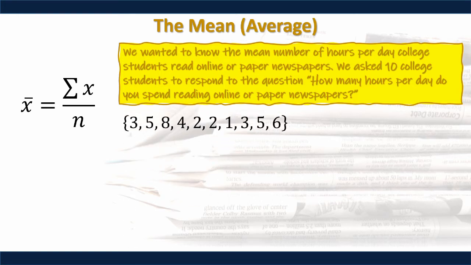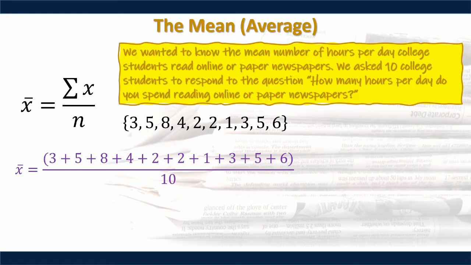You can see from this data set that the first college student responded that he or she spent about 3 hours per day reading the newspaper. The second college student spent about 5 hours, and so on. Now let's apply the x bar formula. You recall that the sigma x part tells us to sum or add all the scores in our data set, and then you divide that sum by the total number of scores, which in this case is 10 for the 10 college students who responded to this question.